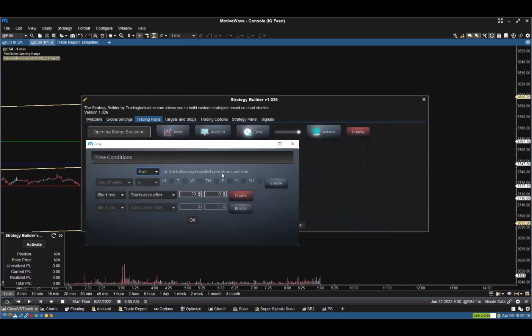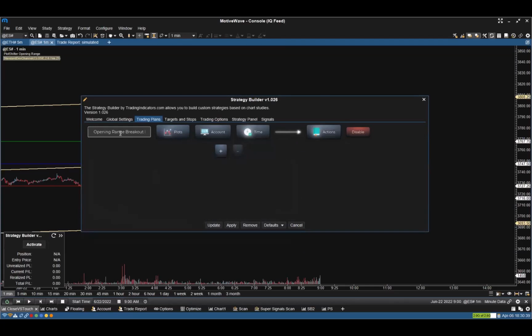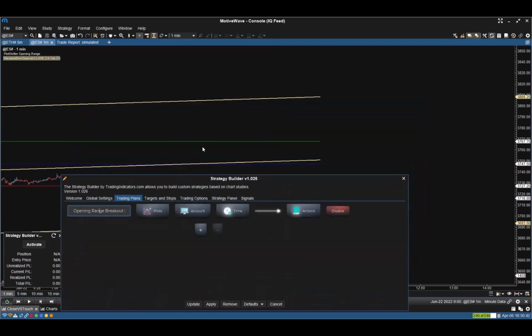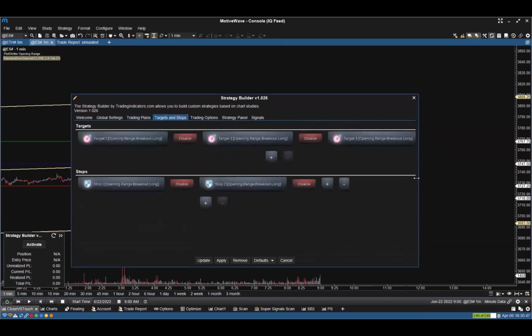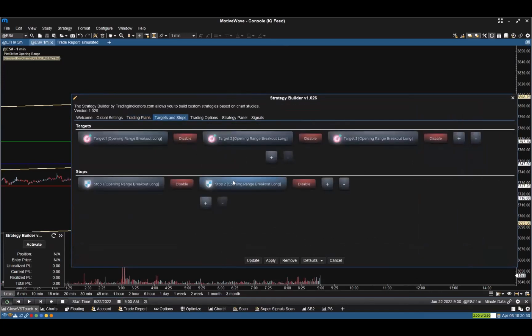So I don't want to be trading that hourly range until the hour is finished. So in my time conditions, I've said I only want to take that breakout trade if we are starting at or after 10 a.m. So if the minute bar that we're on right now is after 10 a.m., obviously the range has been developed, then we want to consider that trade and look for that breakout. So once we break above that green line, we're going to take a long entry. But now we have a bunch of targets and stops that I've set up. I've set up 3 targets and 2 stops. It looks complicated. I'm going to explain how they all work.